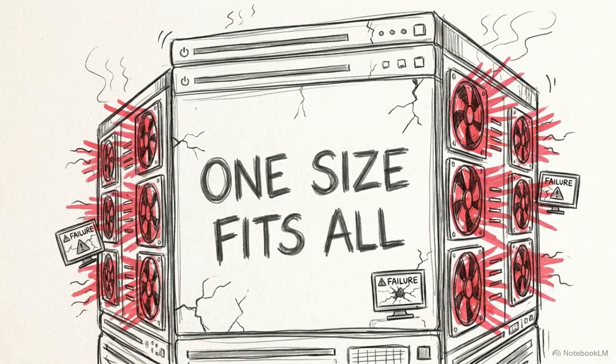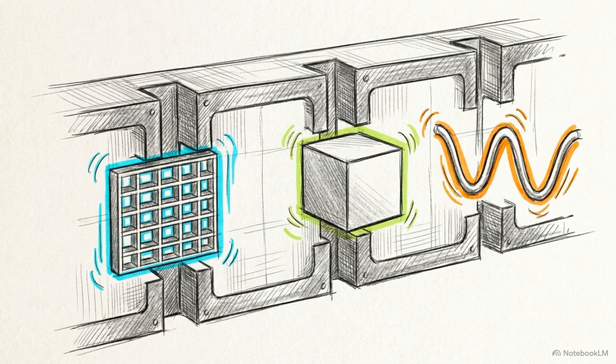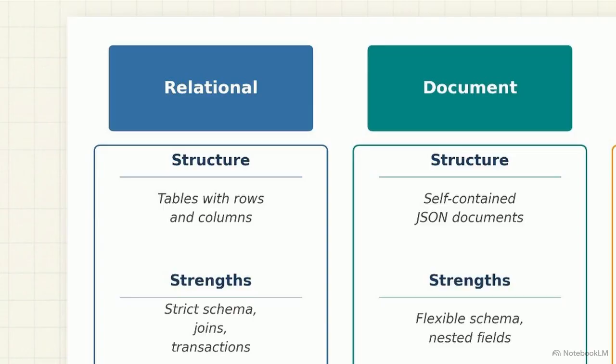Treating all data as if it behaves exactly the same is the fastest way to throttle a system and destroy its sustainability metrics. Form dictates function in database selection. Before choosing a storage mechanism, you have to determine how the data naturally groups together. Look at this architectural breakdown, starting with the relational column.